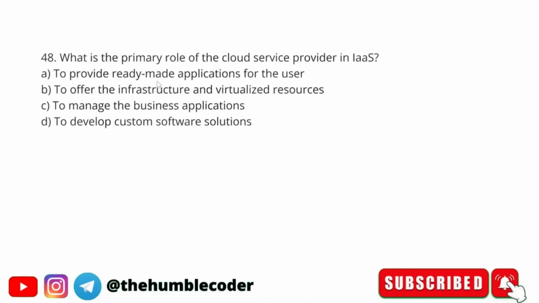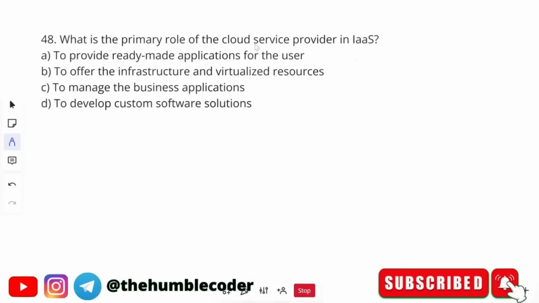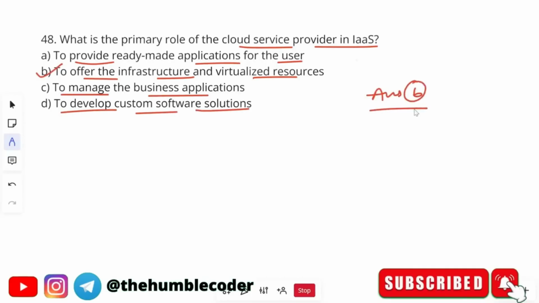Moving on to the next question now. What is the primary role of a cloud service provider in IaaS? The options are to provide ready-made applications for the user. Option B is to offer infrastructure and virtualized resources. Option C is to manage the business application. Option D is to develop custom software solutions. The correct answer is option number B, that is to offer the infrastructure and virtualized resources.